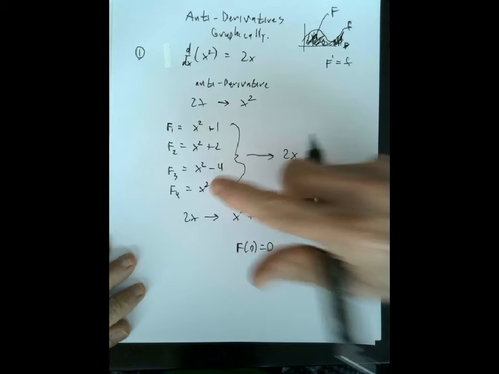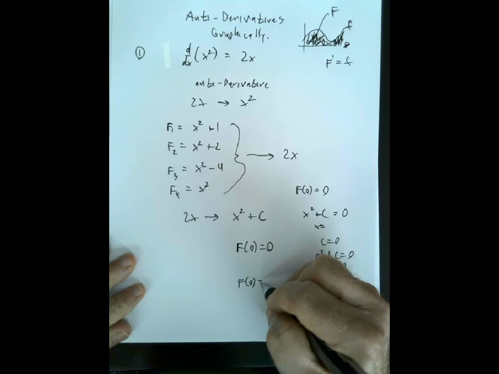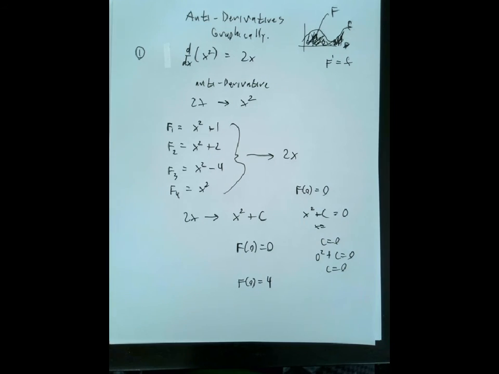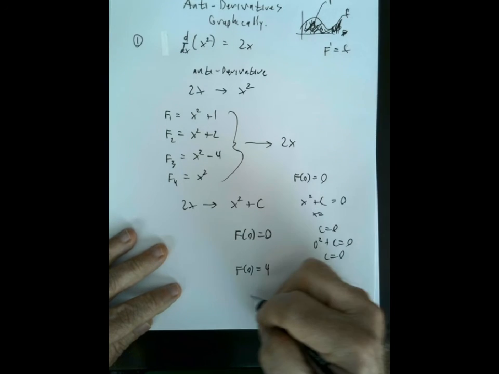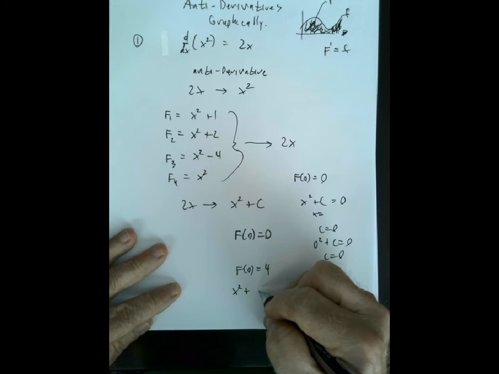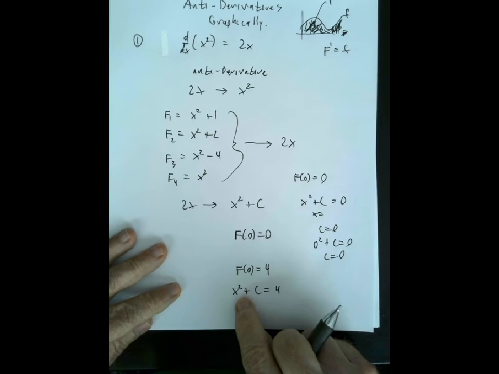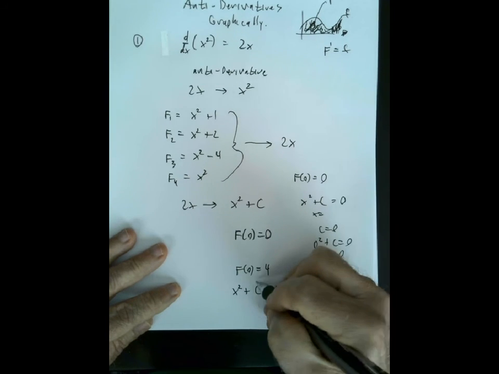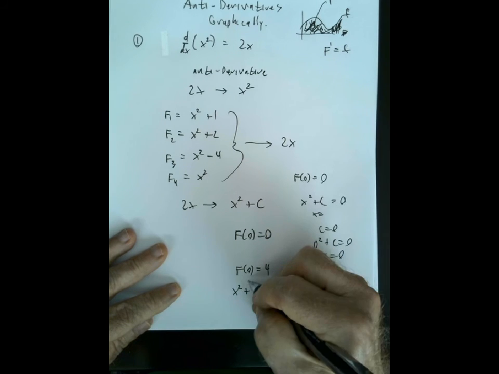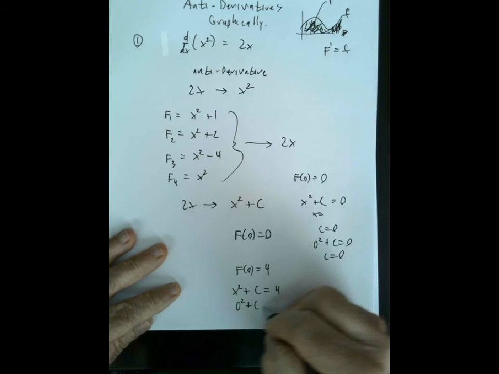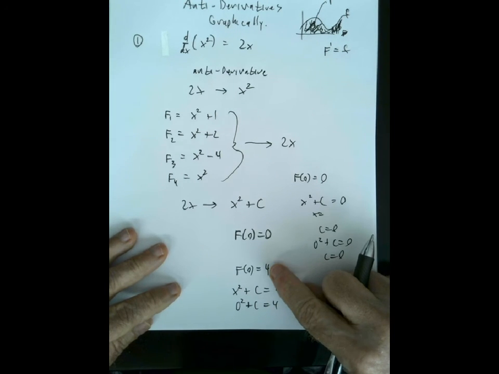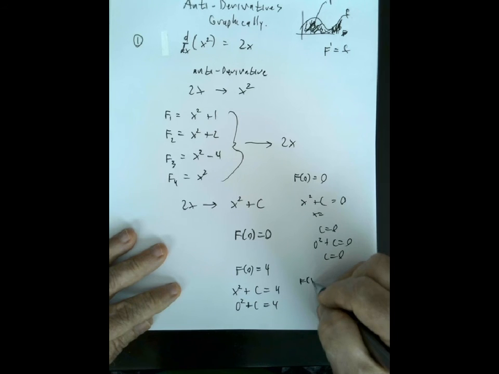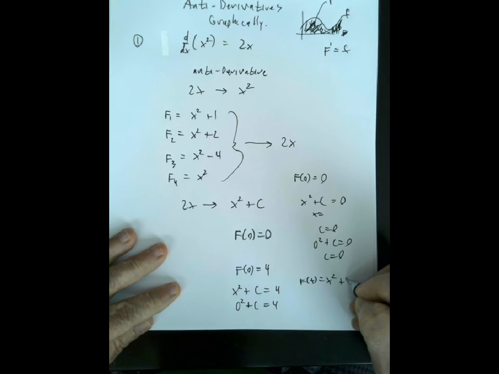So if we knew that was true, then we could work out that our original function is equal to x squared. Or if we're given, say, that F of 0 is equal to 4, then that means x squared plus c is equal to 4 when x is equal to 0. So we put 0 squared in, and that's equal to 4. In that case, if we're given that the function value at 0 is equal to 4, that would lead us to the idea that F of x would have to be x squared plus 4. Okay, does that make sense?